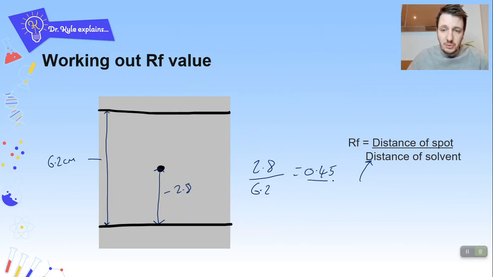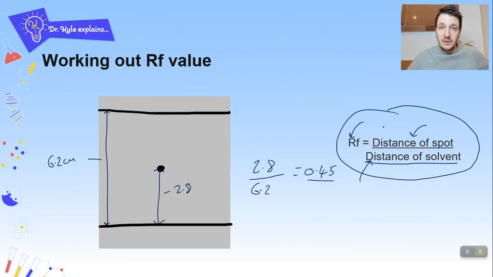Basically what that number tells you is how far it's moved up here, and that number should always be the same as long as you are using the same solvent each time. Now what the exam board could ask you to do is they might give you the RF value, and they might give you the distance of the spot, and they would ask you to work out the distance of solvent instead, and therefore you would have to rearrange this equation and then find out the distance of solvent. But all you have to know is these measurements, distance of the solvent, distance of the spot, and you should be able to work all of that out.